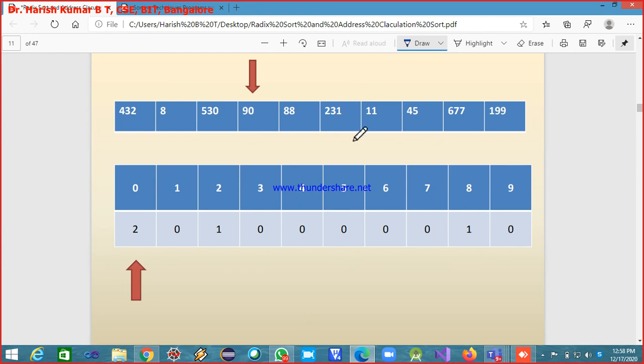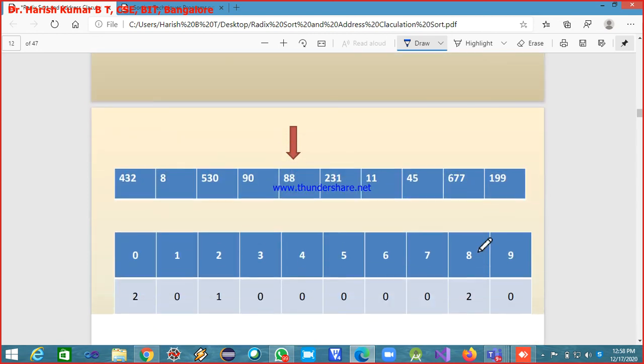Okay. Next we increment this again, 88. So the number which has 8 in the ones place, we have already encountered such a number and the count is 1. Now we are encountering one more and the count will become 2. So for 8, you can see the count is 2. That means there are two elements which have 8 as the digit in their ones place.